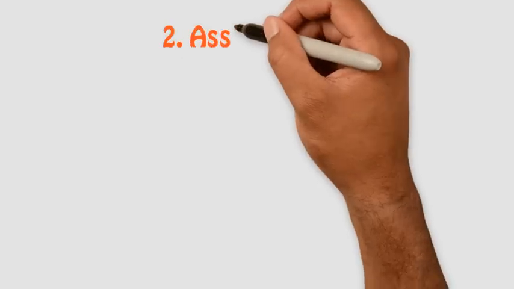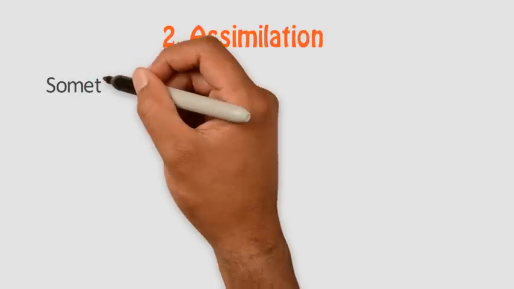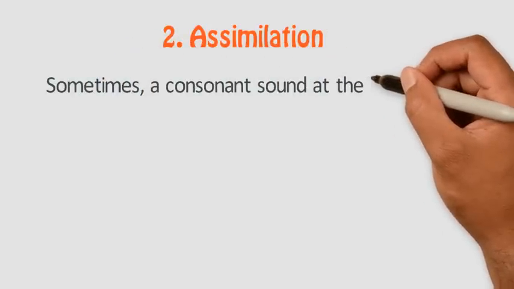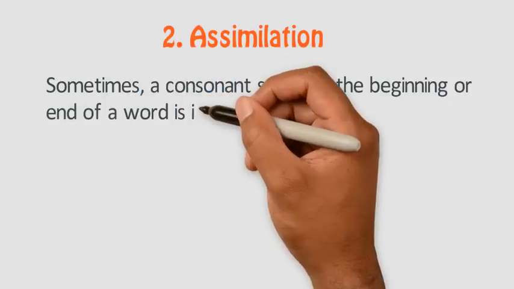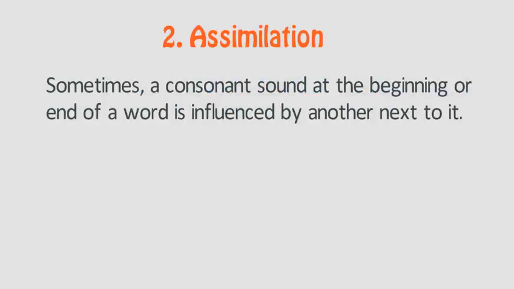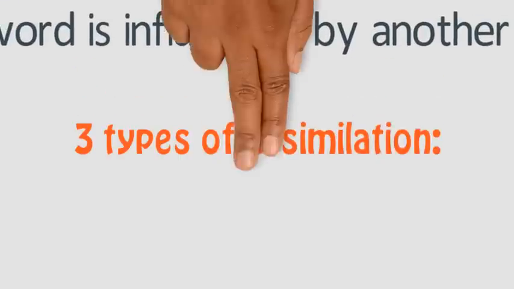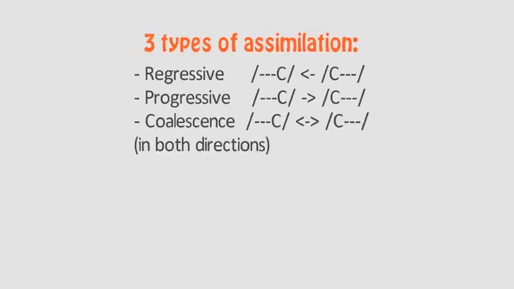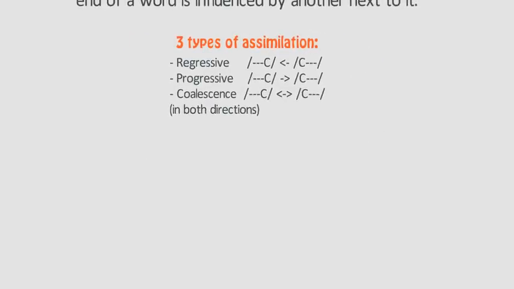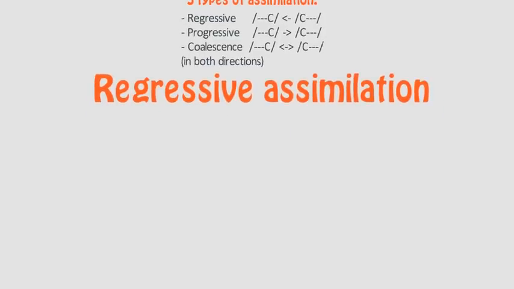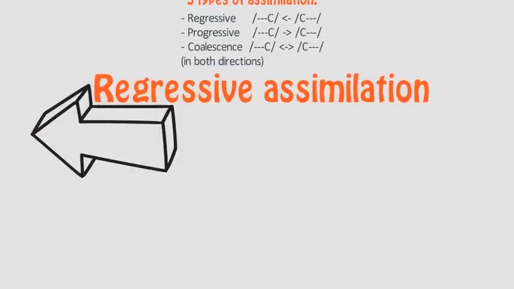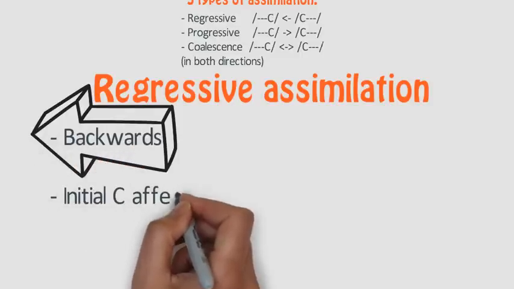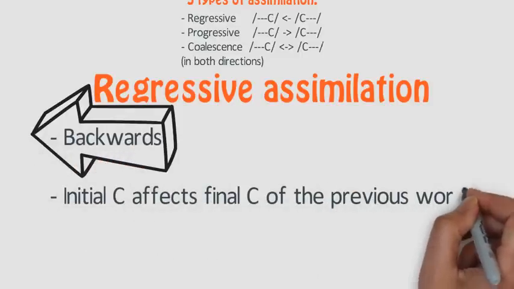The second feature we will cover is assimilation. Assimilation happens when a consonant sound at the beginning or end of a word is influenced and transformed by another sound next to it. There are three types of assimilation: regressive or backwards, progressive or forwards, and coalescence, which is in both directions. As we said, regressive assimilation is that which happens backwards.